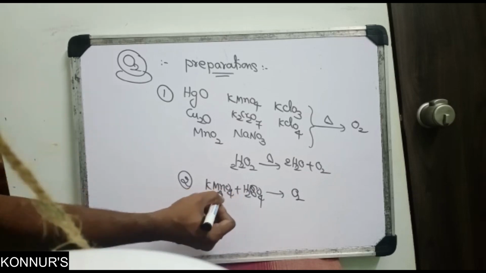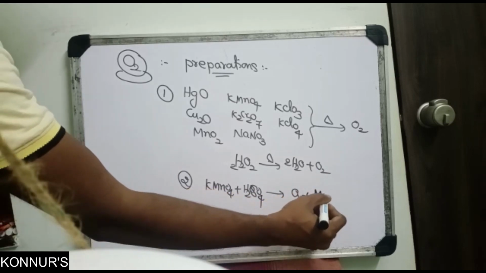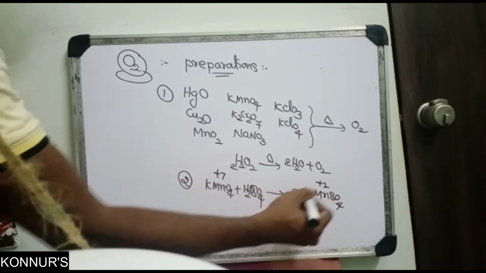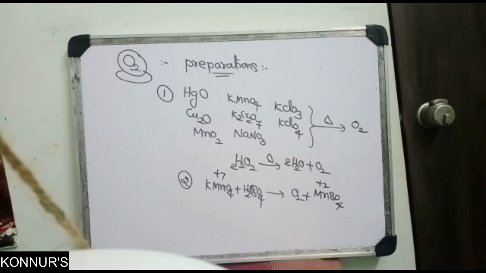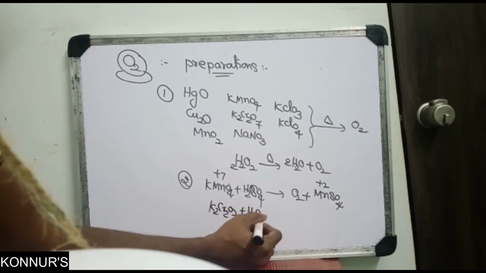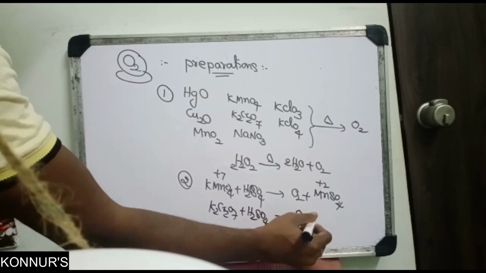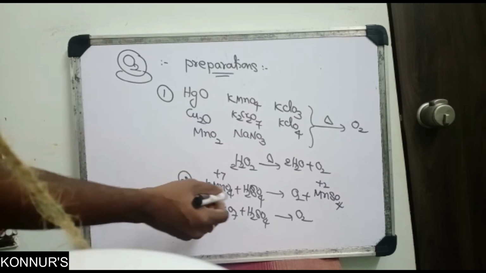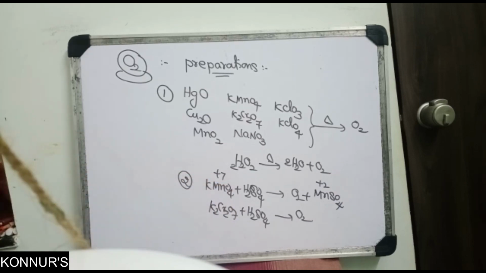So in acidic medium, it becomes what? MnSO4. So plus 7 becomes plus 2. Next K2SO4, and oxygen is eliminated. Not only this, K2Cr2O7 treated with H2SO4, then also oxygen is generated. So potassium sulfate and chromium sulfate are the products. These two are famous in your d-block elements also. So that is mainly the preparations.